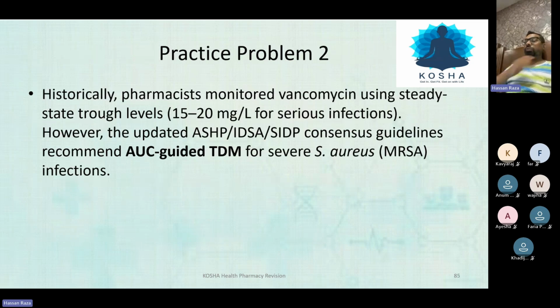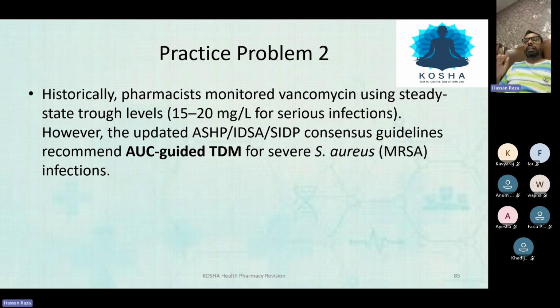Now move to the vancomycin. Yeah, this is really important. This is clinically very important. Basically, historically, when I started my career, whenever any infectious disease consultant asked us to adjust the dose of vancomycin, we usually saw the trough level, and we usually recommended based on the trough level.